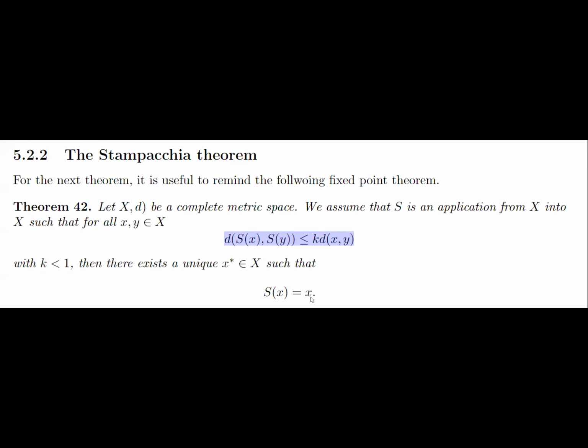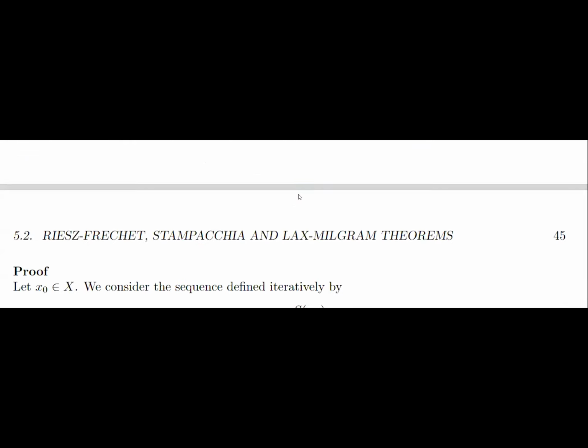Okay, so when you have a contraction mapping on a complete metric space, you have a unique fixed point. Okay, so we'll need that also for the Stampacchia theorem. So we are going to prove that as a review. However, before doing that, let us have a look at the Stampacchia theorem.